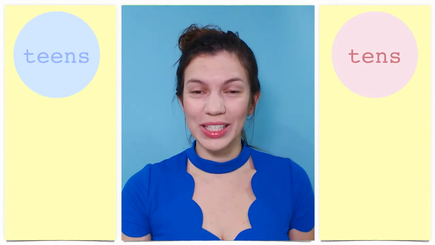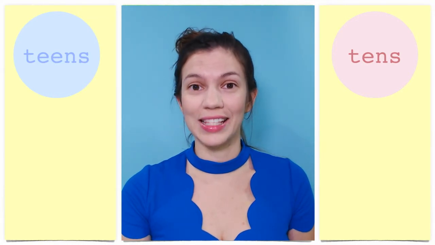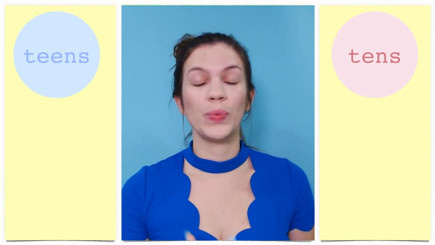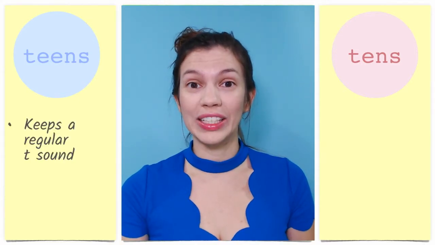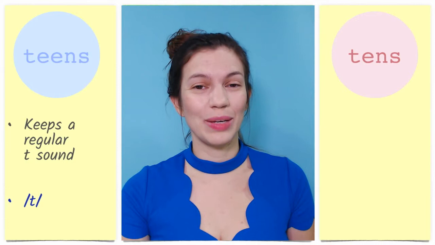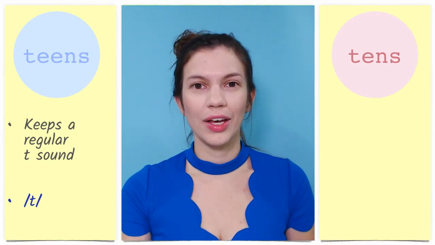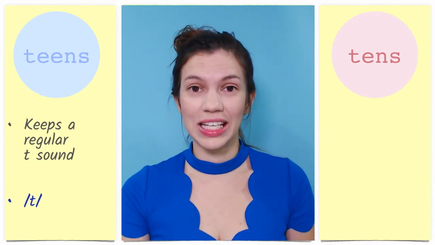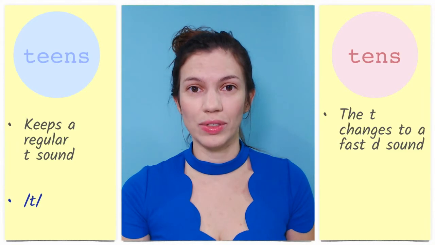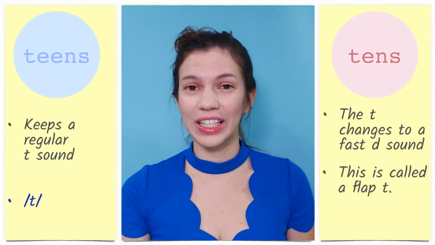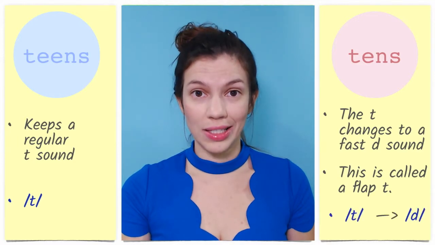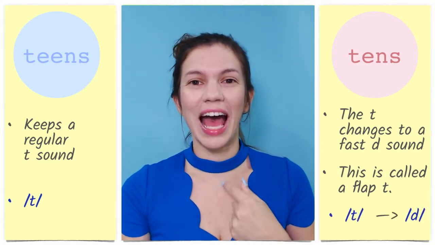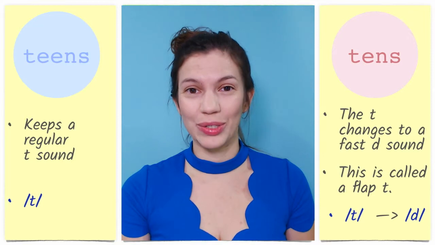There's an easy trick to be better understood when saying these kinds of numbers. When we say numbers with teen at the end, we keep the regular T sound. The IPA symbol for that is T. With tens, the ending T changes to a fast D sound. This is technically called a flap T, so in the IPA, it stays a T. But in my lessons, I will write it as a D to make it easier for you.